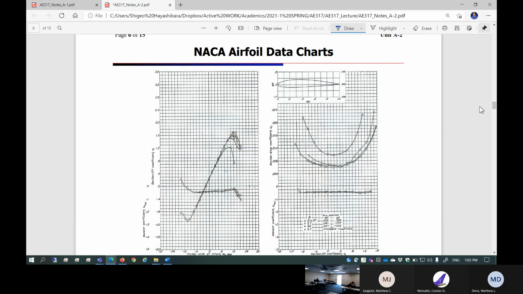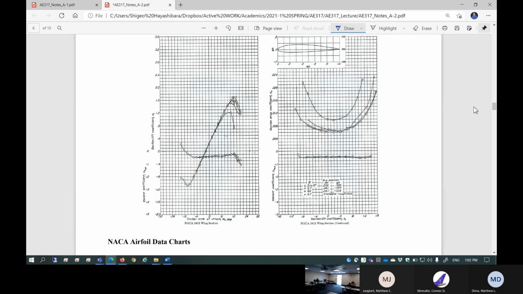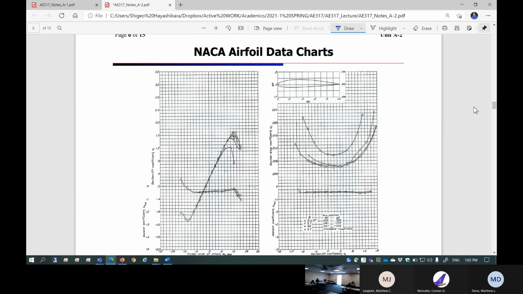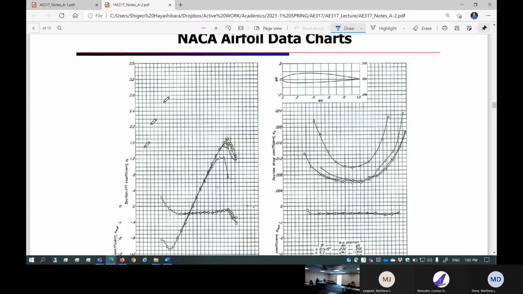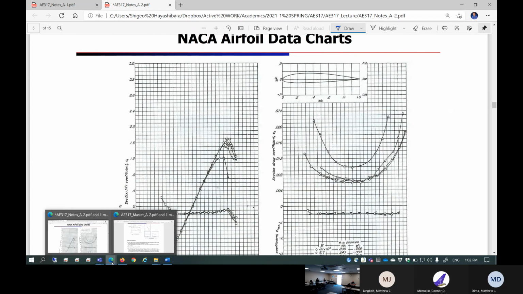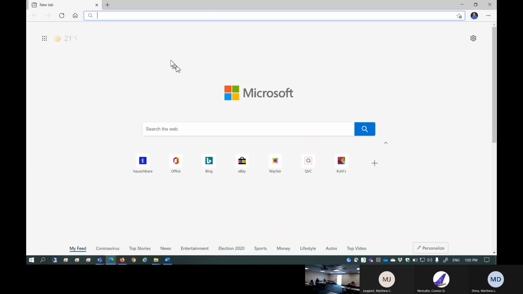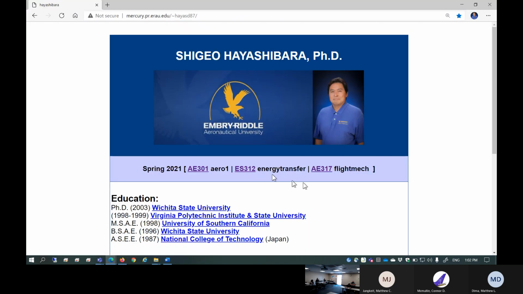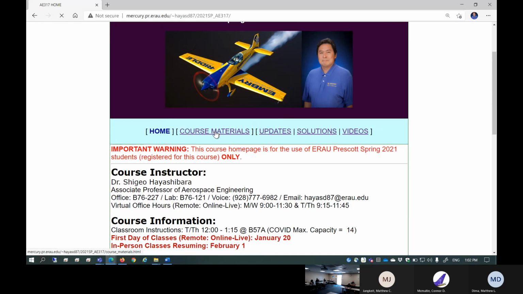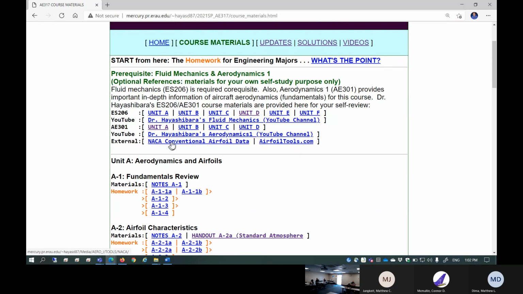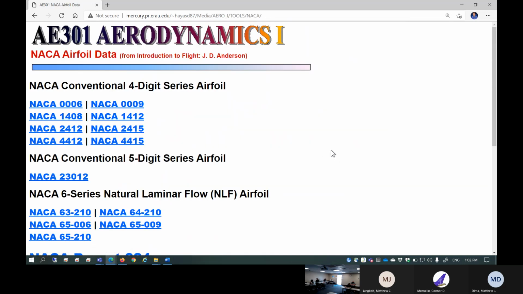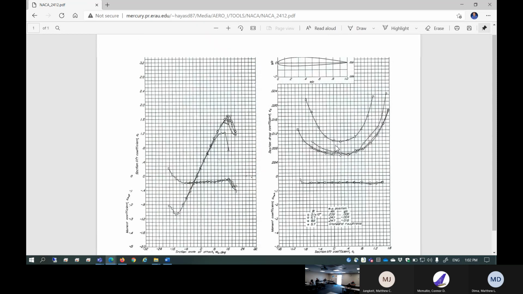So this is the NACA 2412 airfoil data chart. NACA airfoil data chart is actually given here. It's again coming straight from aerodynamics, but if you go back to your course homepage, course materials, you can find the NACA conventional airfoil data here. You can click here to visit NACA airfoil data. So this one is 2412. So just click here. This is the NACA 2412 data chart. Okay.